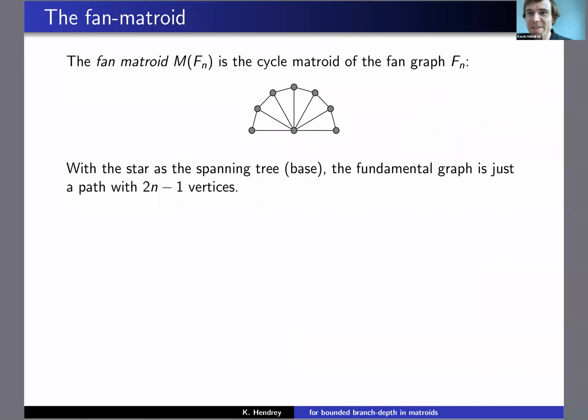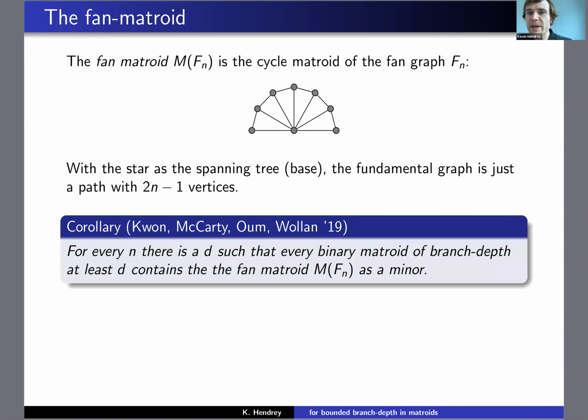Maybe I'll clear that. Okay, yes. Using this idea in the proof, Kwon, McCarty, and Wollan showed that for every n, there's some d such that every binary matroid of branch depth at least d contains the fan matroid as a minor.